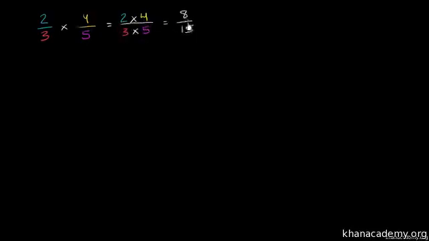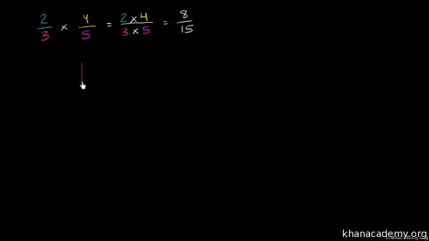And this is about as simple as we can make it. 8 and 15 don't have any factors common to each other other than 1. So this is what it is. It's 8/15. But why does that actually make sense? To think about it, we'll think of two ways of visualizing it. So let's draw 2/3.